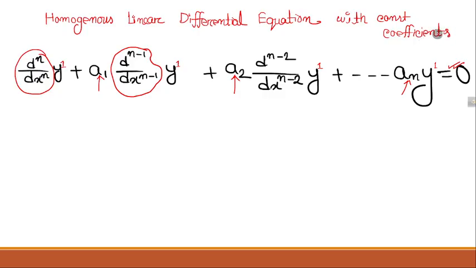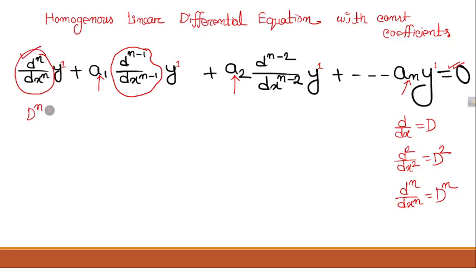Okay, now let's learn the procedure of how to solve this equation. To write this equation simply, I will write d by dx as capital D and d square by dx square operator as capital D square. And I think you have got the pattern. If you have d to the power n by dx to the power n, you will write D to the power n, right? Okay, so simply this is D to the power n.